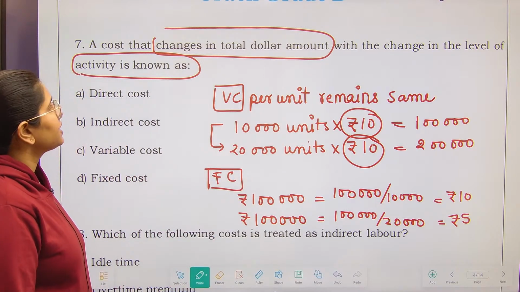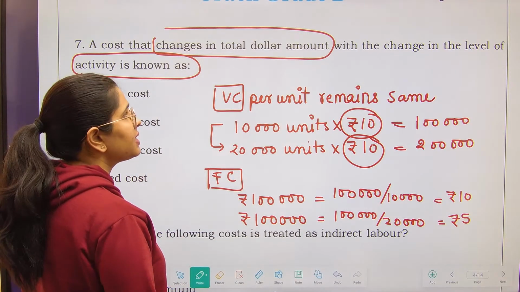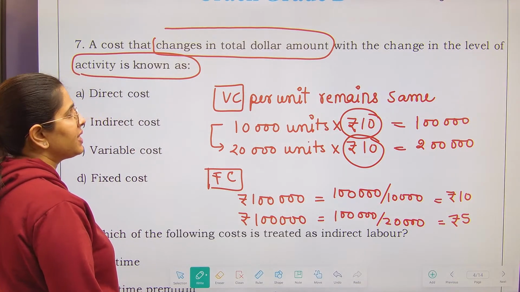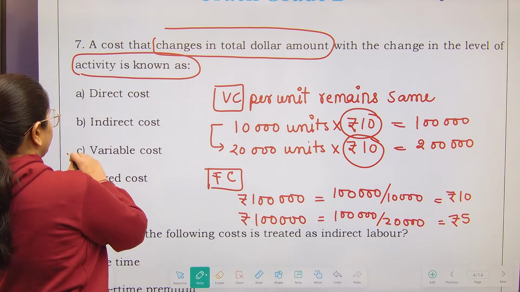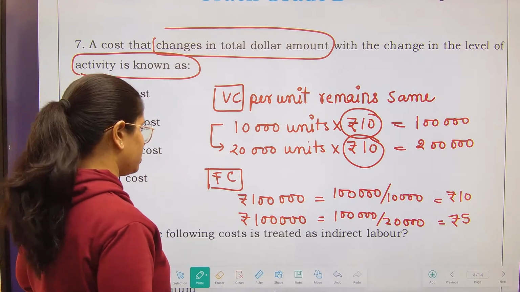So when the question is asking what is the cost that changes in total dollar amount with the level of activity, it will be called a variable cost.